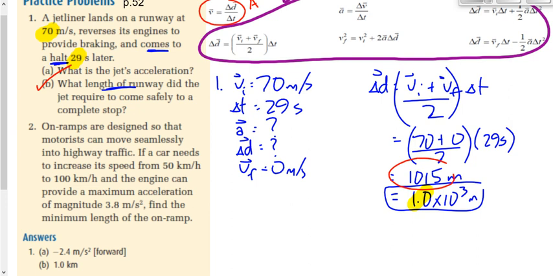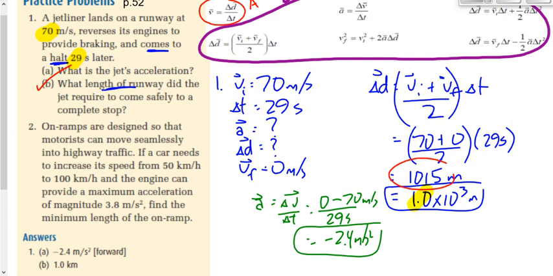Okay? Jacob, what equation do you want to try there for that? Yeah, that's probably the easiest thing, right? We have VI, we have VF, we have T. Let's just say A is equal to delta V over delta T. So as it turns out, probably the easiest way of solving this question is to not use that 1,015, right? Let's try it without here. Delta V is VF minus VI, that's 0 minus 70 over 29 seconds. What does that give me? 70 divided by 29, 2.4, negative 2.4.